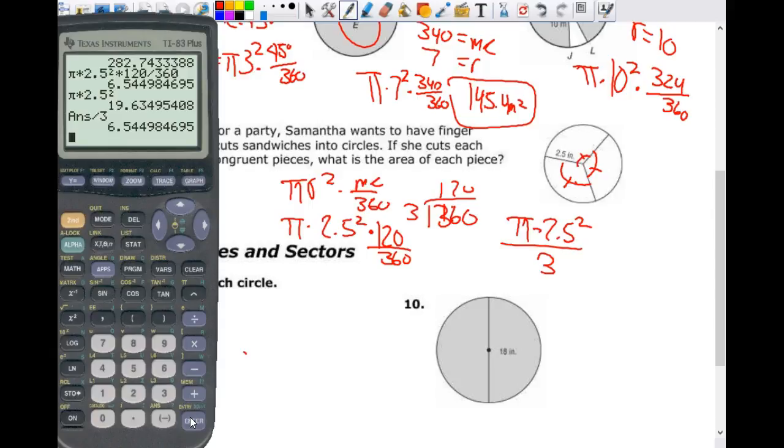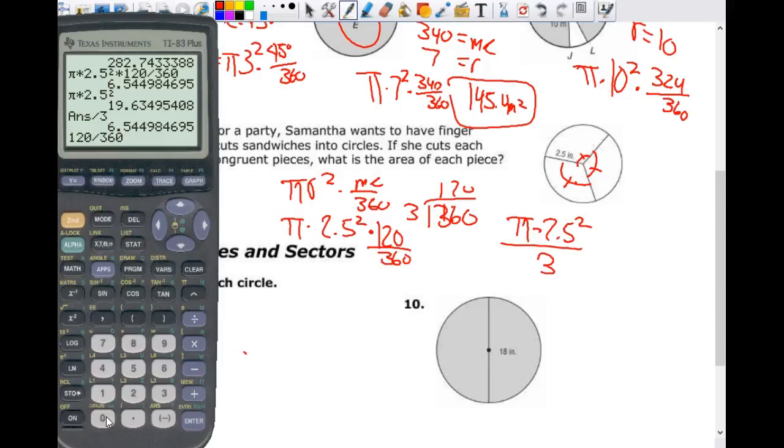It does work all the time, actually. If you look at what this number is here, because there's 3 even spots. Well, as long as they're equal. So if there's 4 equal sections, yeah, you would divide the area by 4.